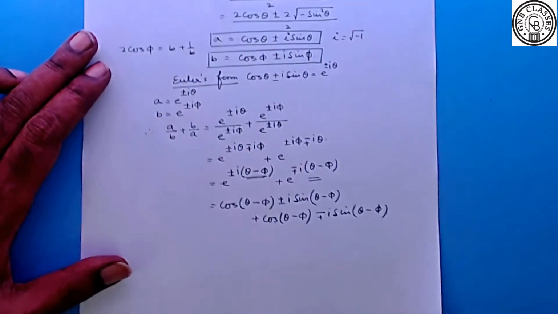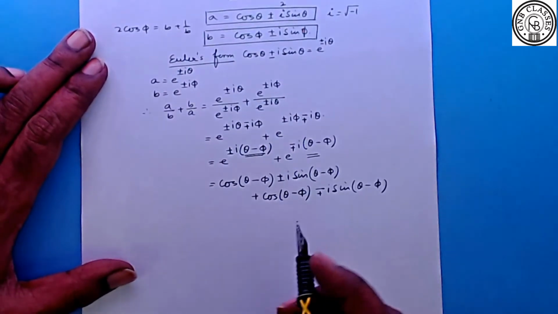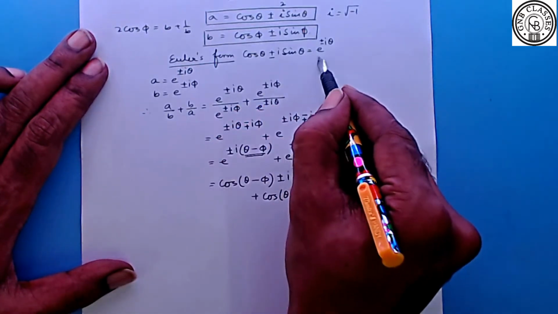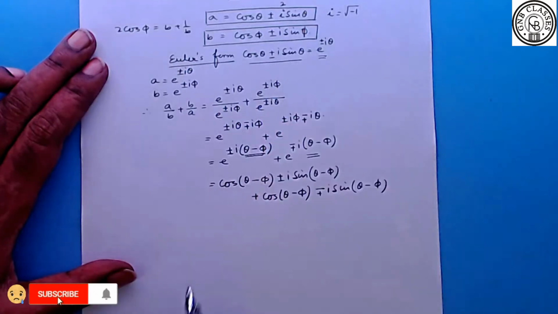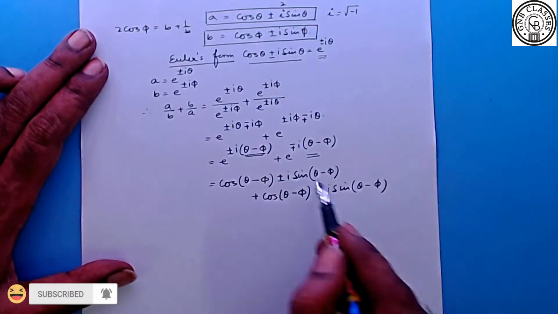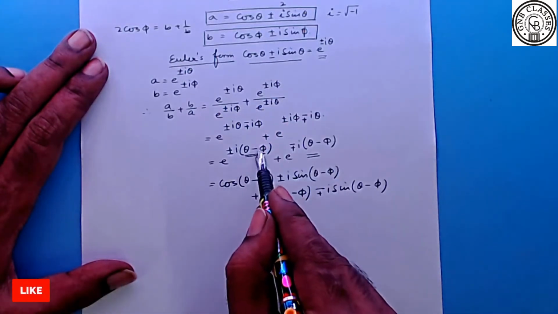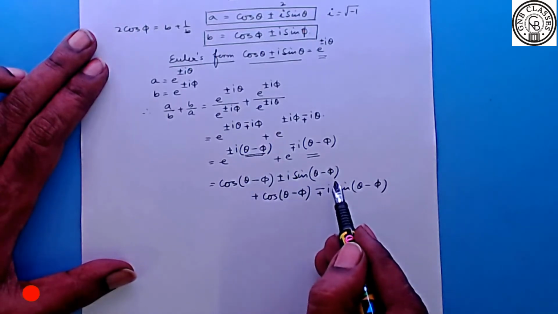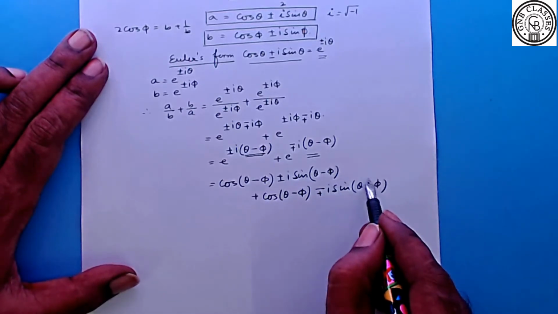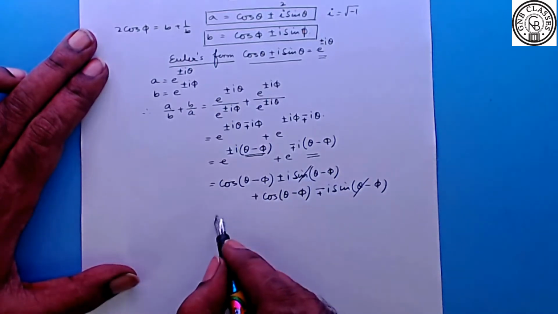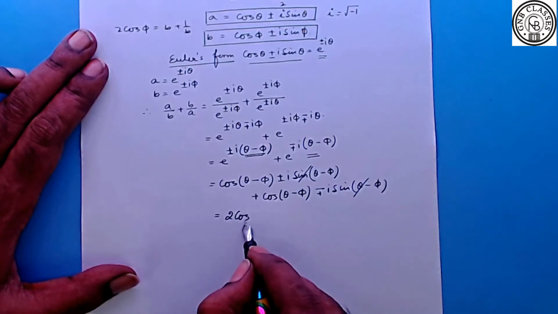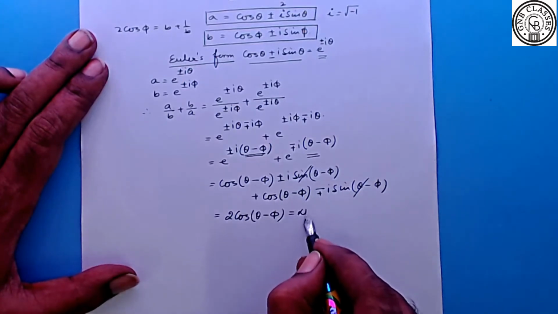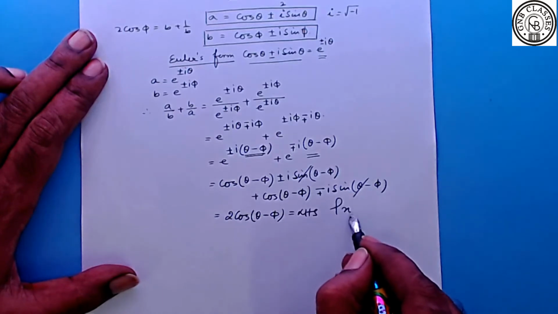Absolutely. Now you see, because we know from Euler's form that e to the power i theta is cos theta plus iota sin theta, exactly that I have written here. e to the power plus minus iota (theta minus phi) will give you cos(theta minus phi) plus minus iota sin(theta minus phi). Is it clear? Now, this one and this one will go off, so we are left with 2 cos(theta minus phi). So that is your LHS proved.